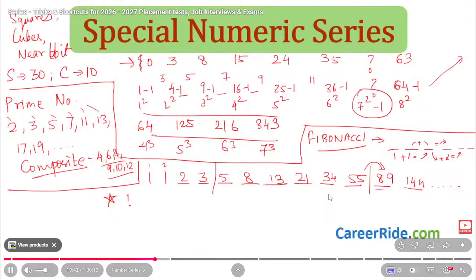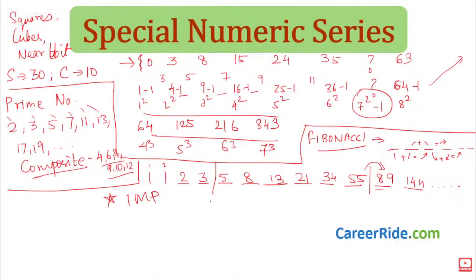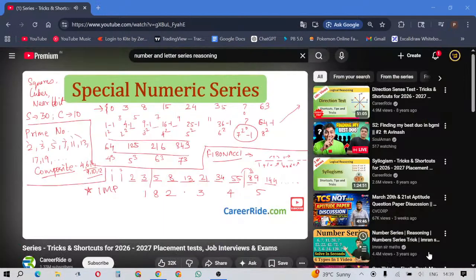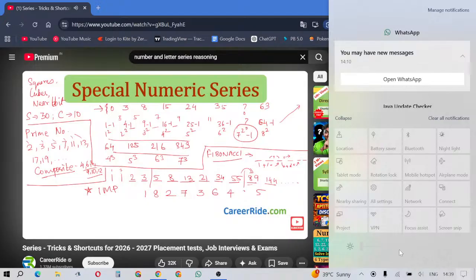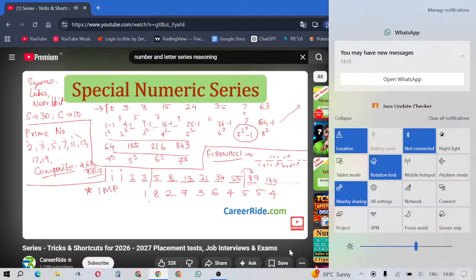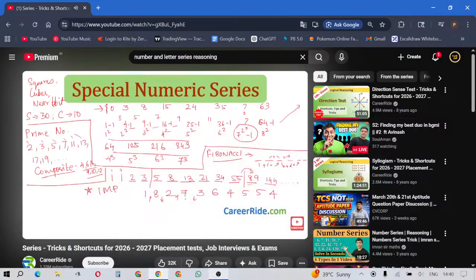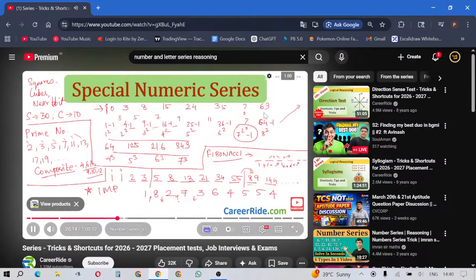Please pay attention. It is really very important. Sometimes it might happen that a series is given, like say 1, 8, 2, 7, 3, 6, 4, 5, 5, 4. Now here you observe it increases. Here from 1 to 8 there is an increase. 8 to 2 there is a decrease. 2 to 7 increase. 7 to 3 there is a decrease. So if there is such increase, decrease, increase, decrease, that means there are two possibilities.